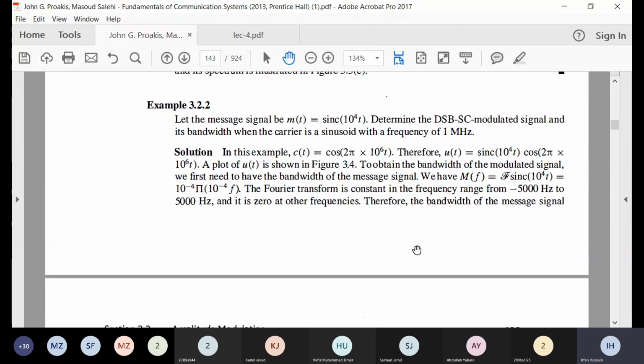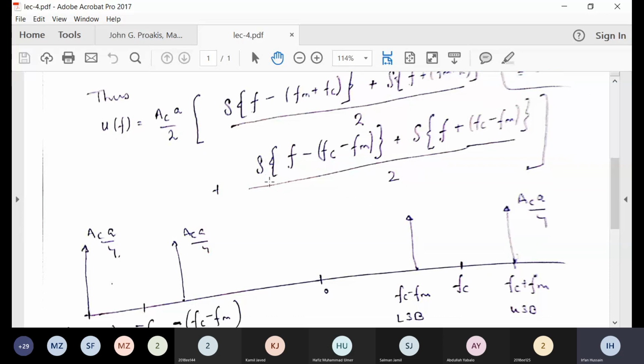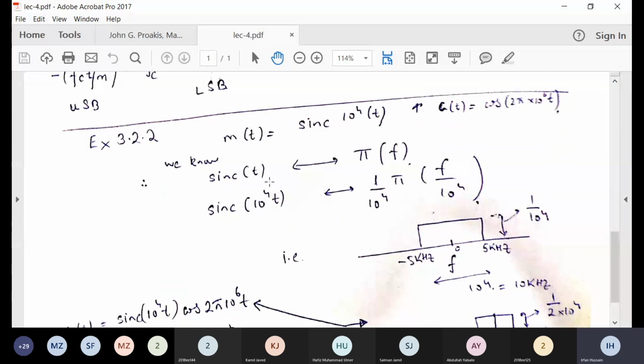Now, let us see the next example. Here m(t) is a sinc and you modulate to a carrier of 1 megahertz. Again, I have done this in my notes so that all the steps are there. So first of all, you have a sinc. You apply the Fourier transform. Once you scale the time, the opposite happens in the frequency. Even if you divide or multiply, always the opposite thing will happen. If you are multiplying here, it will be division here. So f over this, and the same amplitude will come here. It's a mod, it's a positive number.